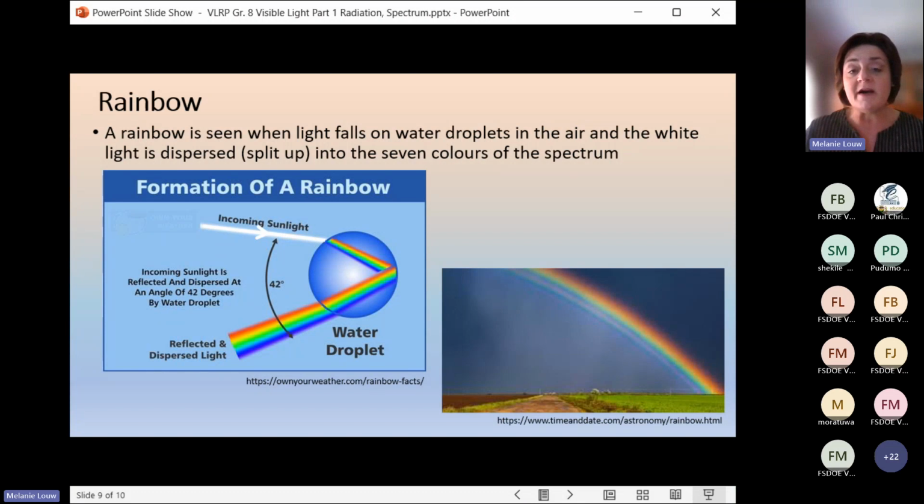And now you must remember, there are millions of these water droplets in the air after a shower of rain, and then you will get this huge rainbow forming in the sky, as you can see in the photograph on the right-hand side.